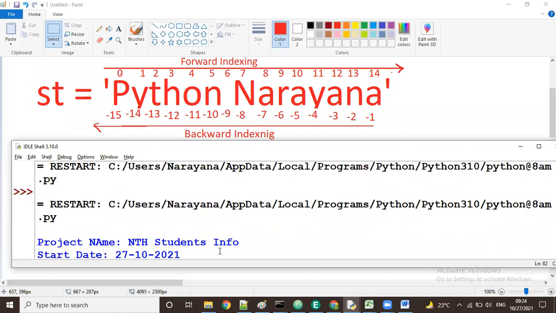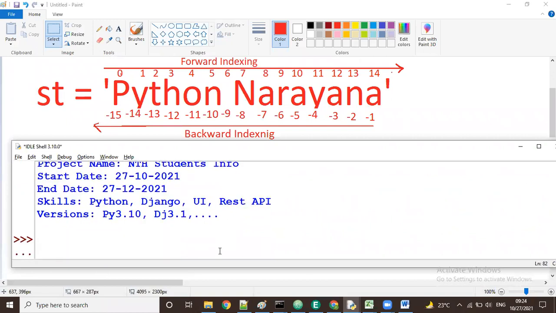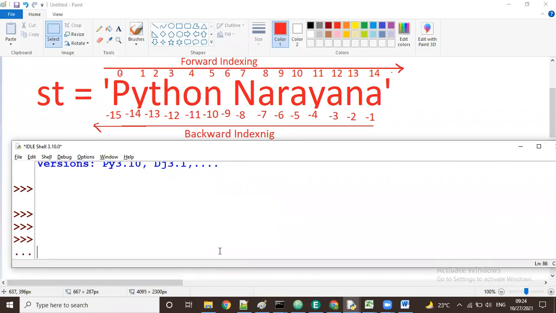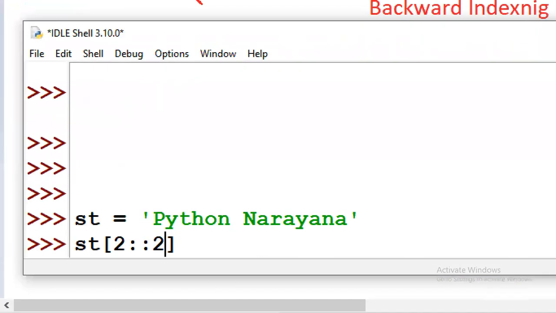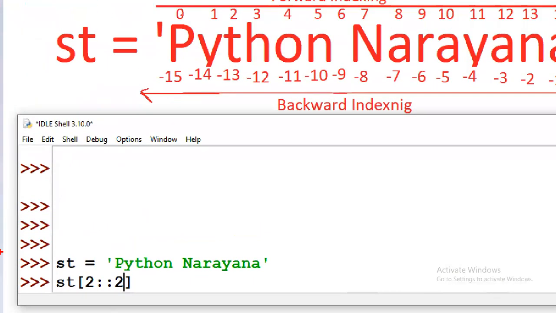On this example, I am going to apply slicing with the double colon. What is the string here? The string is Python Narayana. Now I'm going to work with double colon slicing. I am giving start number 2, increment number 2.